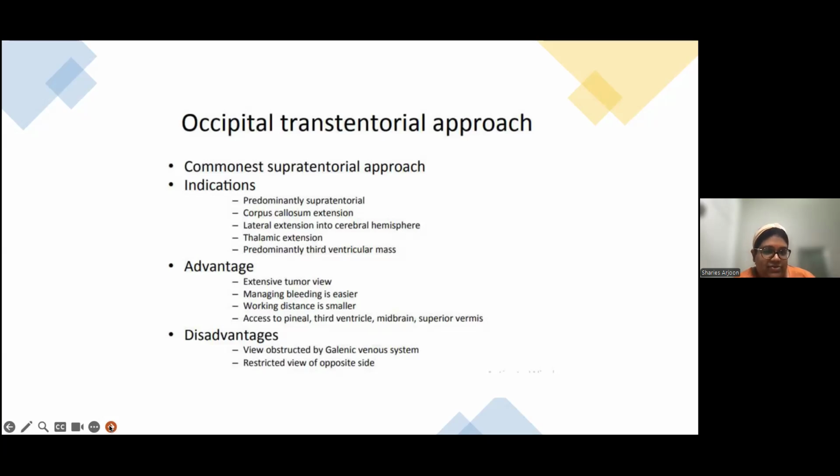The advantages of using this procedure and approach would be extensive tumor view. Managing bleeding is easier. The working distance is smaller, and access to the pineal, third ventricle, midbrain, and superior vermis. The disadvantage would be the view can be obstructed by the galenic venous system and restricted view of the opposite side.